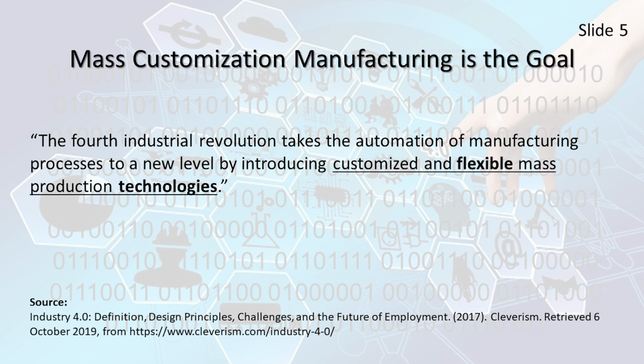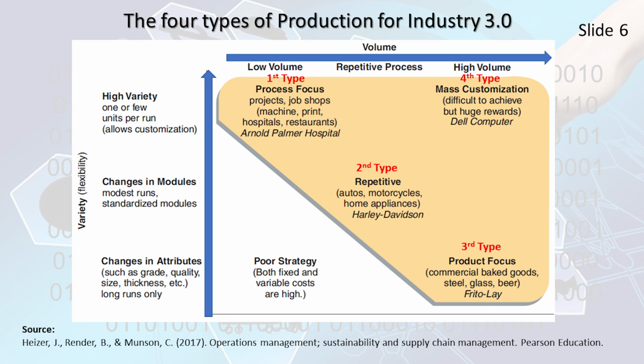amazing. It is every manufacturer's dream to manufacture all types of products in any large volume. The manufacturer wants to become the genie from the lamp for the customers. The fourth industrial revolution takes the automation of manufacturing processes to a new level by introducing customized and flexible mass production technologies.